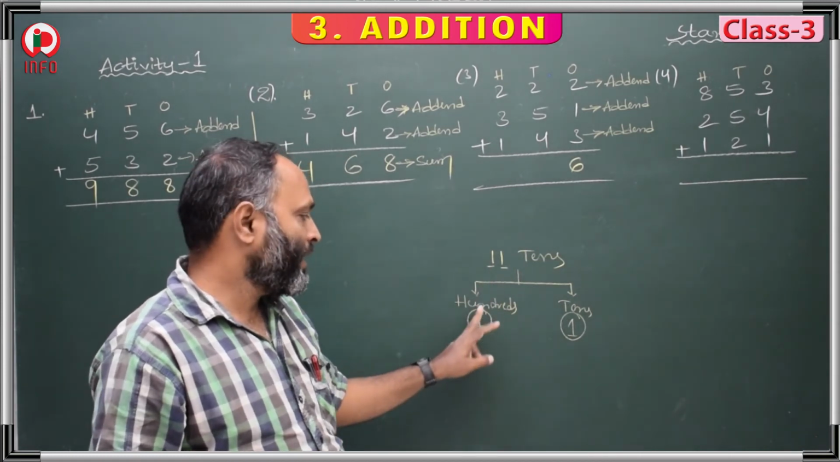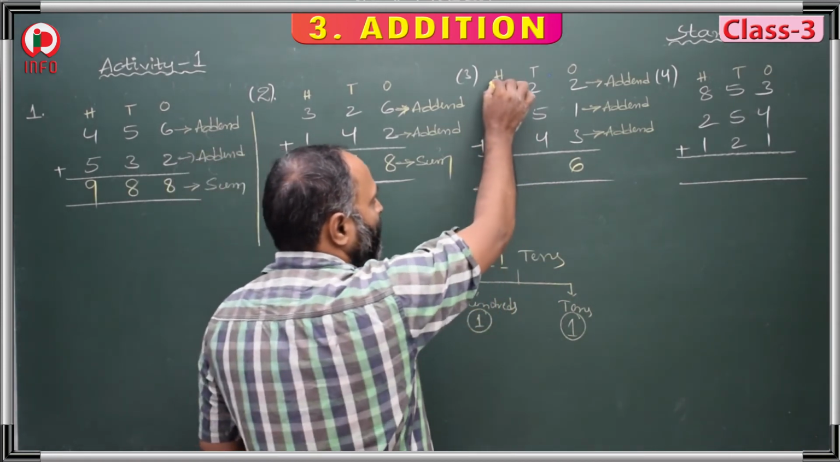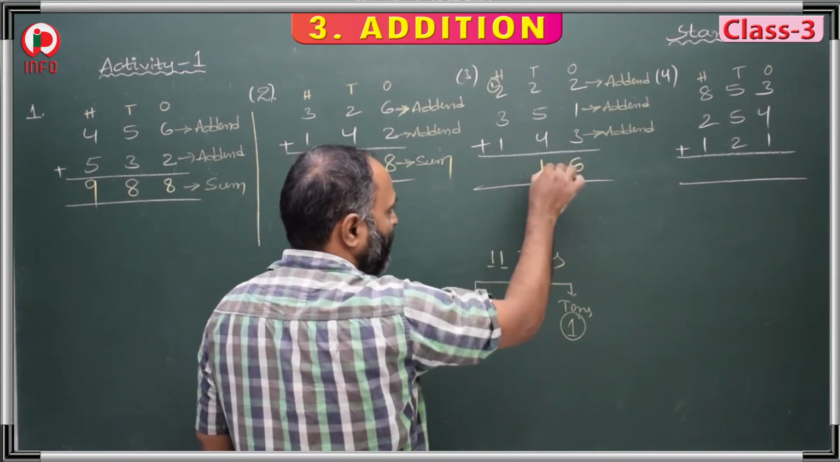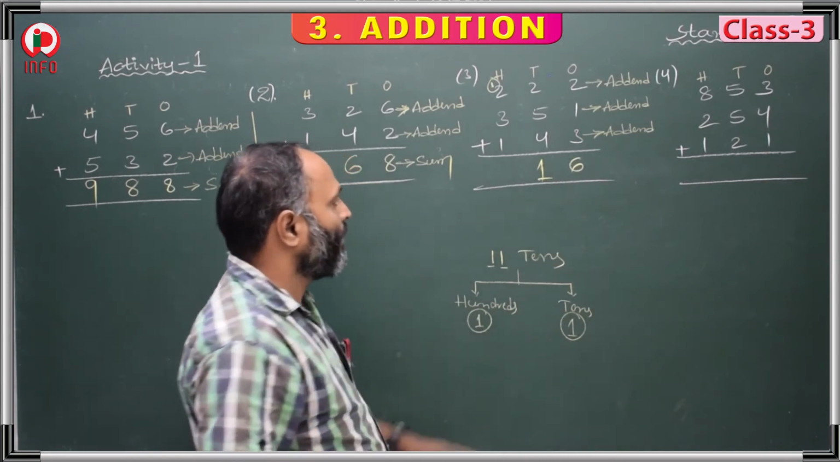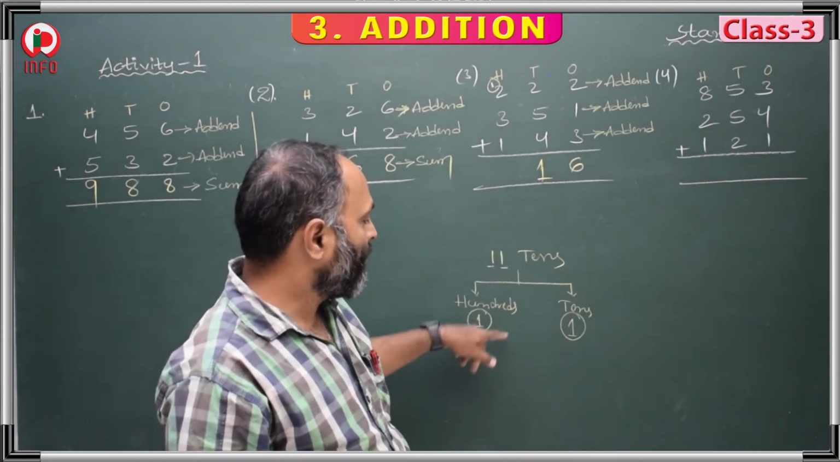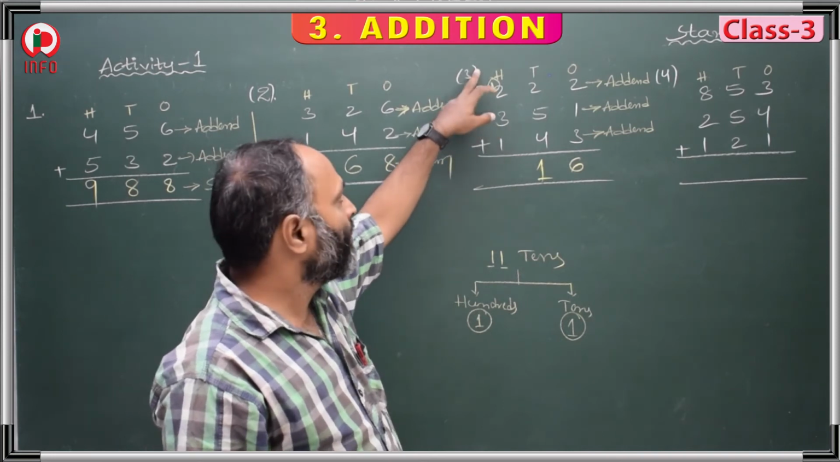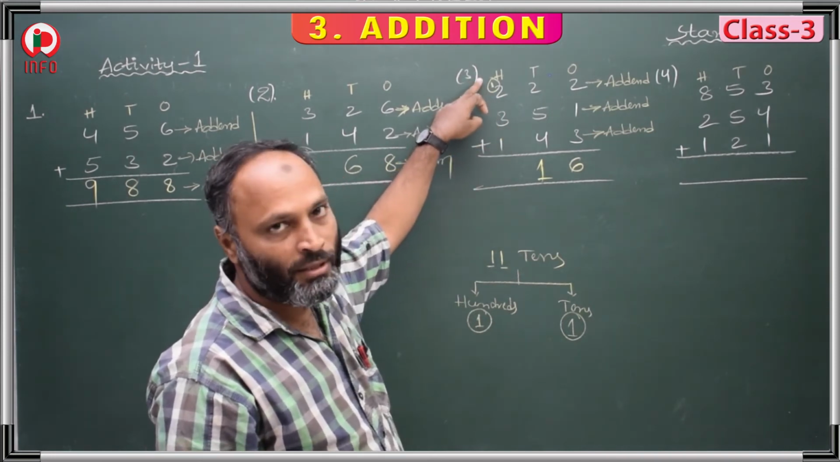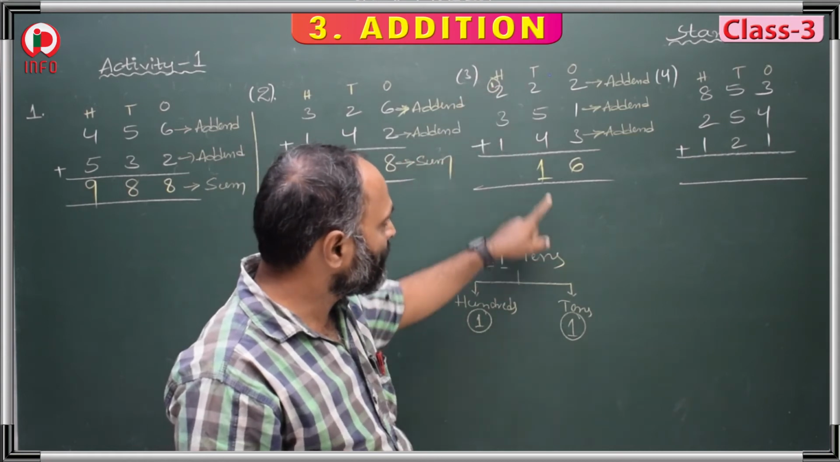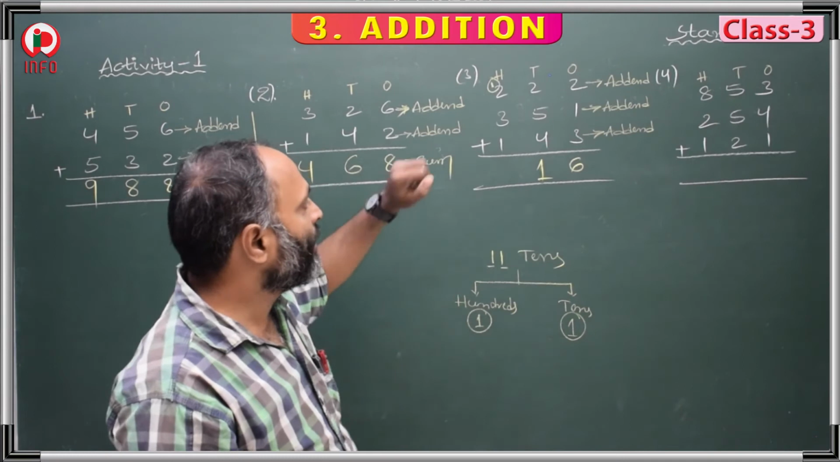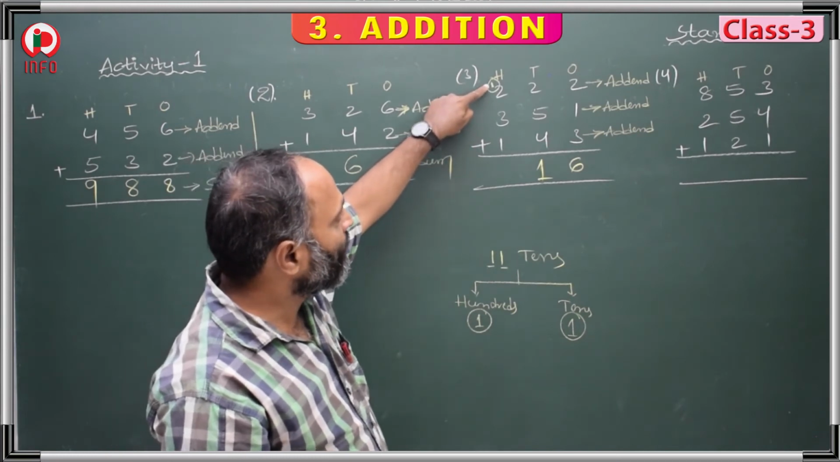How many hundreds were there? 100. In the place of 100, take 1. In the place of tens below, write 1. We have to write 1 below. This 100 we have to write above, above all these numbers. So this tens we have to write at the bottom. Now 2 plus 1, 3.